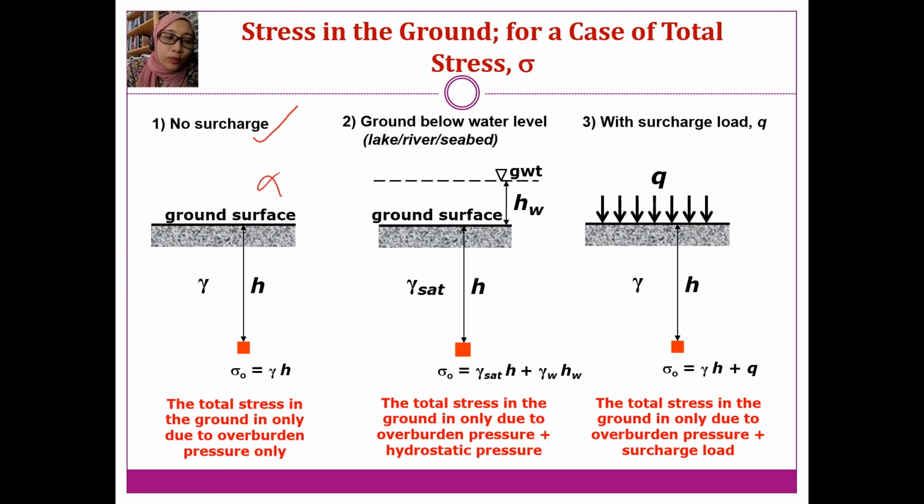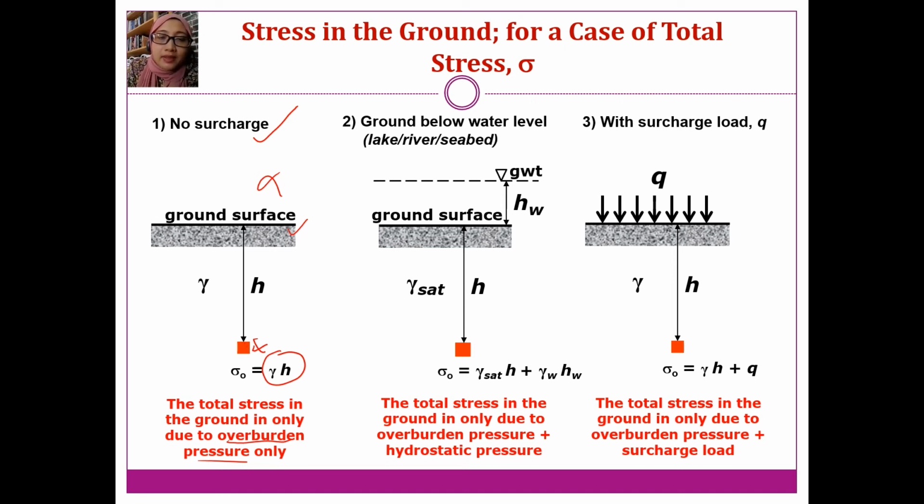So for the case of no surcharge, let's say we want to identify the total stress at this point. We get the total stress from the unit weight of the soil itself, multiplied by the thickness or the height from the point to the ground surface. So this is the total stress due to the overburden pressure only, from the weight of the soil itself.